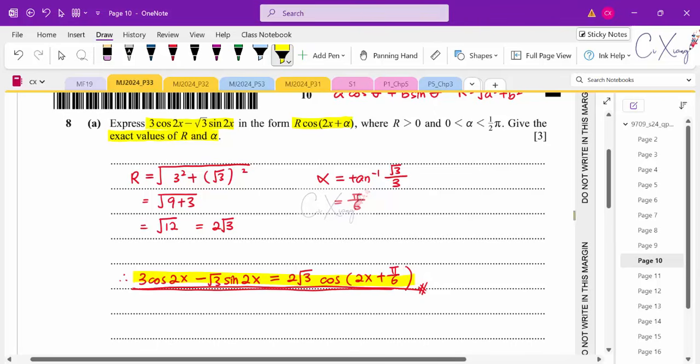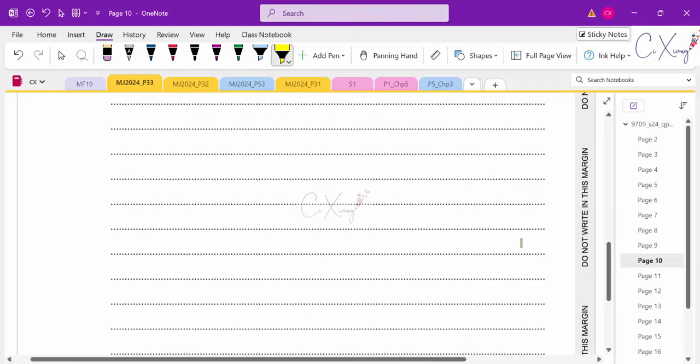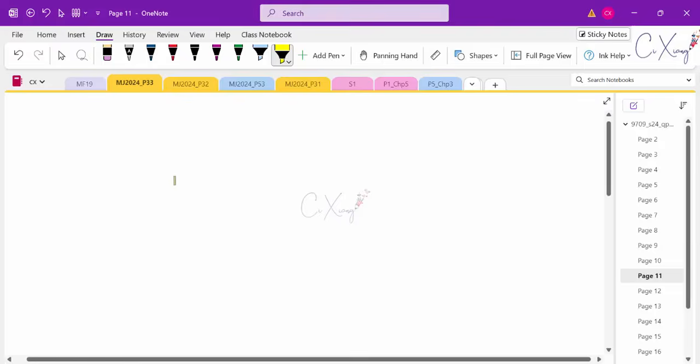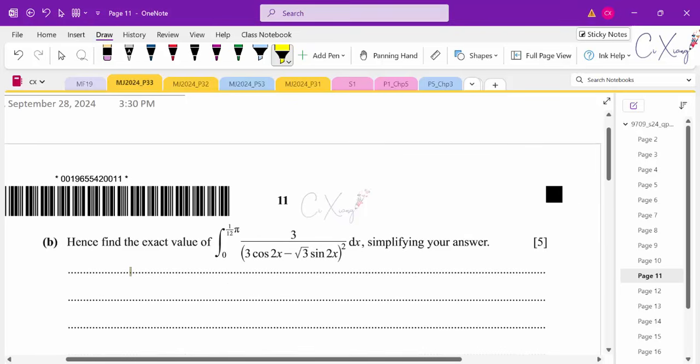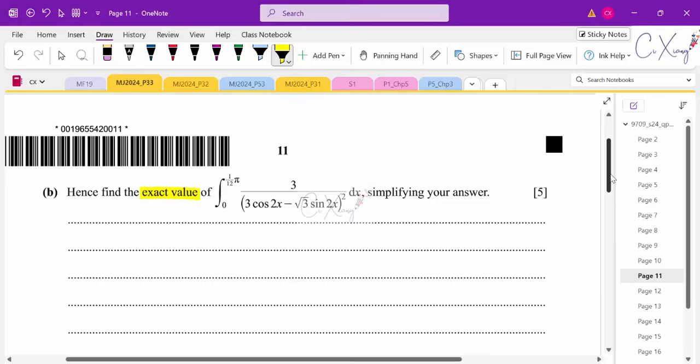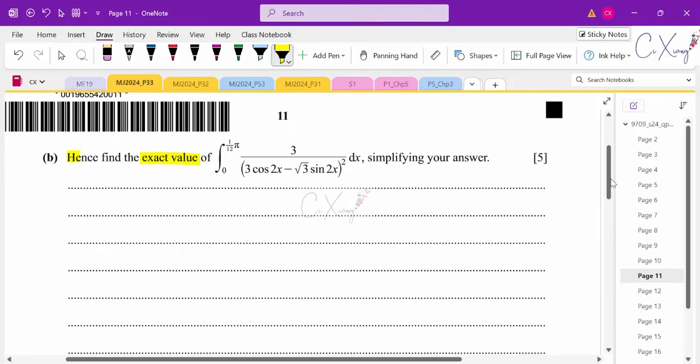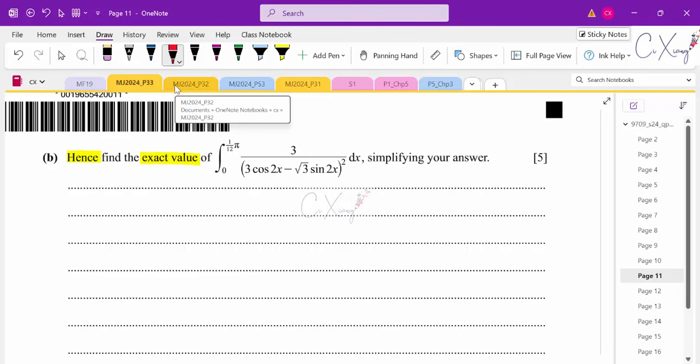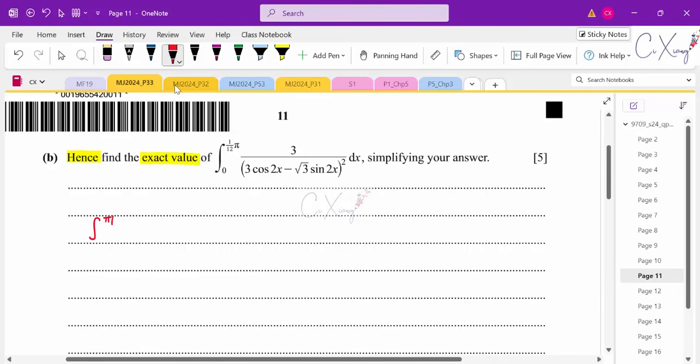Alright, then after that, let's have a look at part B. Okay, so for part B, they want us to find the exact value, highlight the keyword exact value again for this particular term. Okay, then simplify your answer. Right, so you can see the word hence. So very likely, you actually have to apply the result that we found in the first part into this integration before you can continue. Okay, so let's start. We are having pi over 12 and then 0 with the term like this.